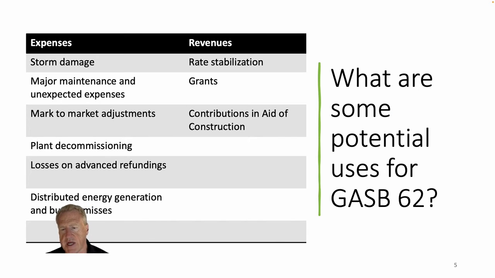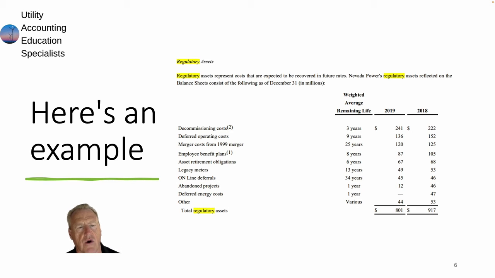And some potential uses for GASB 62 on the expense side and the revenue side. I've been talking about storm damage. You can use it for major maintenance, mark-to-market adjustments, plant decommissioning, losses on advance refunding, other post-employment benefits. If you have distributed energy generation and budget misses, you can do it there. On the revenue side, you can use it to establish rate stabilization, grants, contributions in aid of construction, and we'll have some good examples coming up so you can see exactly how this works.